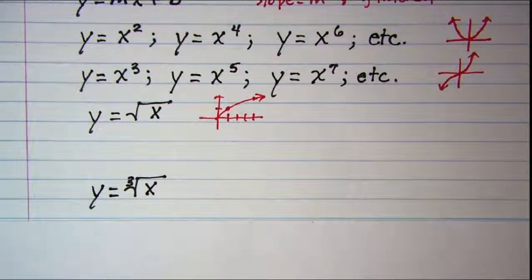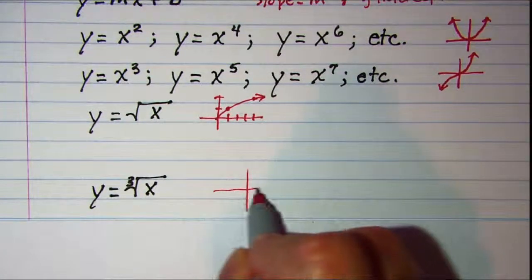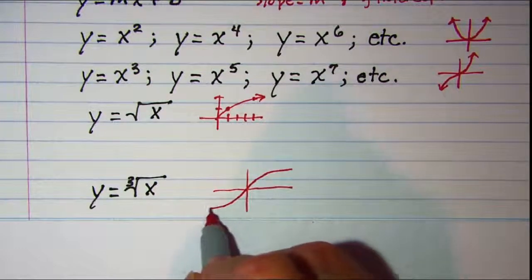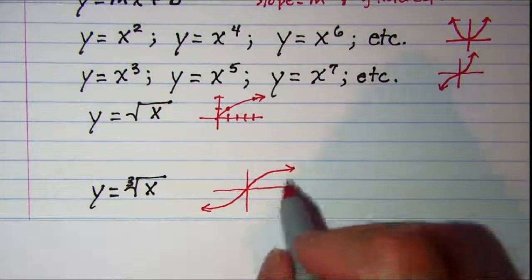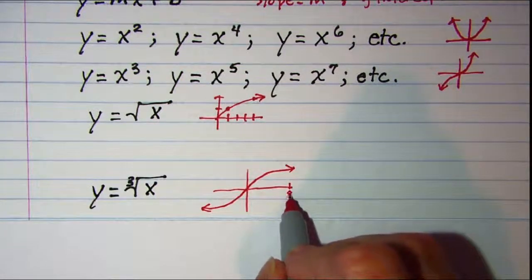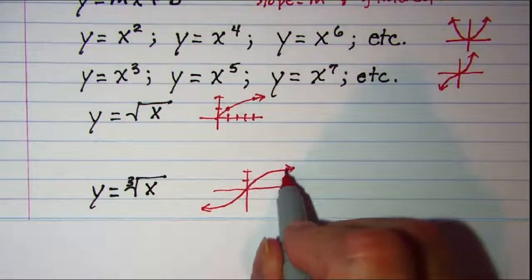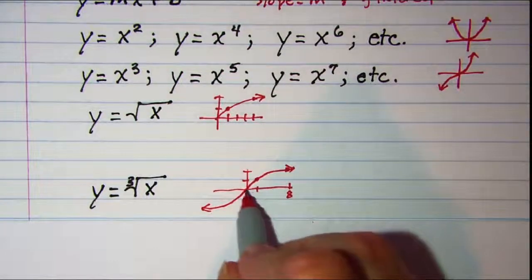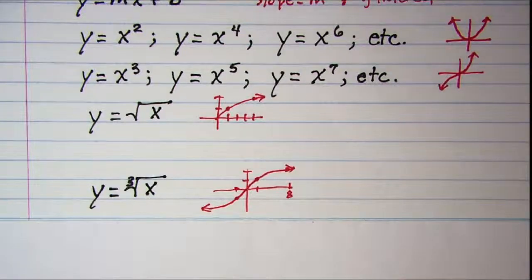Y equals cube root of x is similar, but this one is shaped this way. And we can do the cube root of 8 is 2. Cube root of 1 is 1. Cube root of -1 is -1, and so forth, if you need more accuracy.